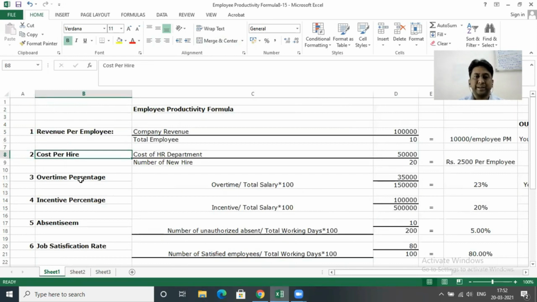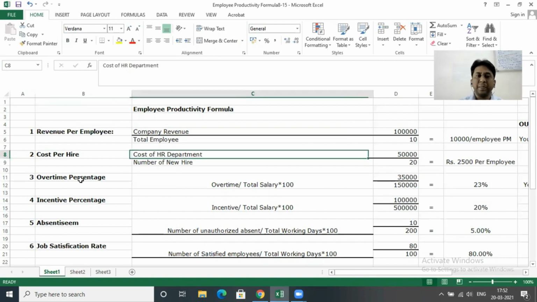Second is cost per hire. If you want to know how much cost you are incurring to hire one person, this is the formula: cost of HR department divided by number of new hires. So what is the cost of HR department? You have to calculate the HR people's salary, any job portal, any consultant, whatever expenses you have incurred related to new hires, include that in the cost, and divide by number of new hires. That is your cost per employee.